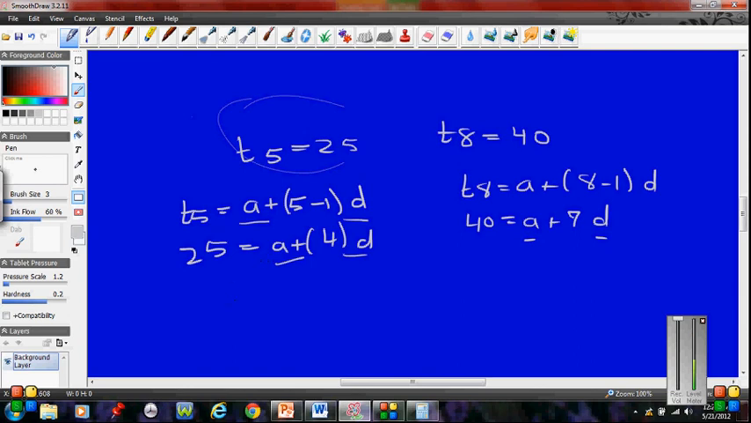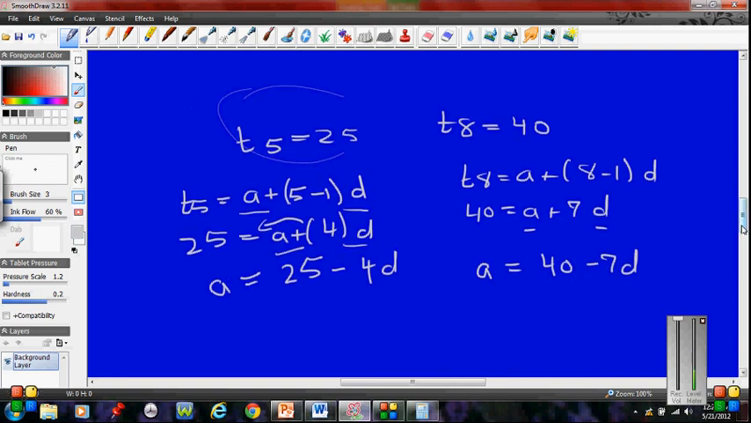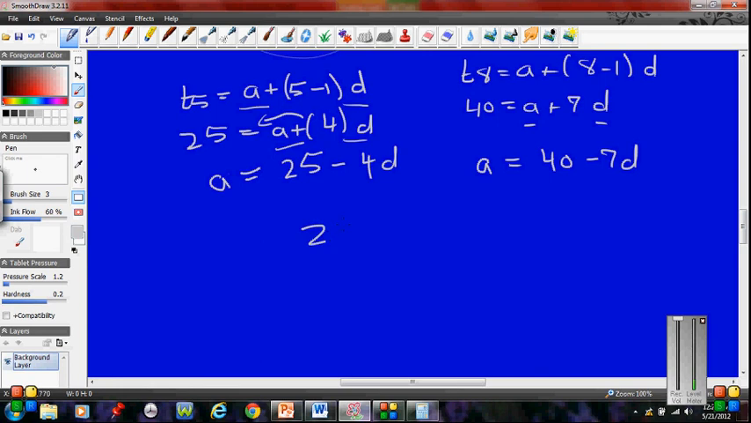We have a here. So let's take a is equal to, let's bring this over to this side. We get 25 minus 4d. And if we do the same thing over here, we get a is equal to 40 minus 7d. So now we have a is equal to a, and what we can do from this is 25 minus 4d is equal to 40 minus 7d. Simple enough. And now we have one variable, and we can solve this quite easily.